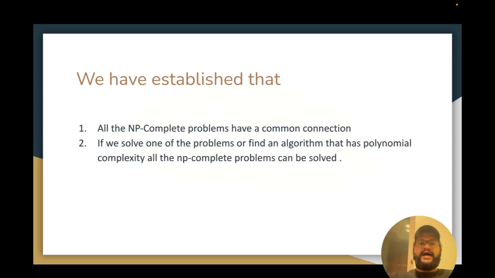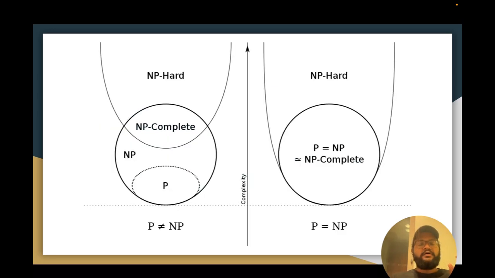Now, till now, we have established two facts. All the NP-complete problems have a common connection, and if we solve any of the problems in polynomial complexity, we can solve all the NP problems. And if we can find an algorithm to solve an NP-complete problem in polynomial complexity, we can solve an NP problem. This leads to a very interesting thing.